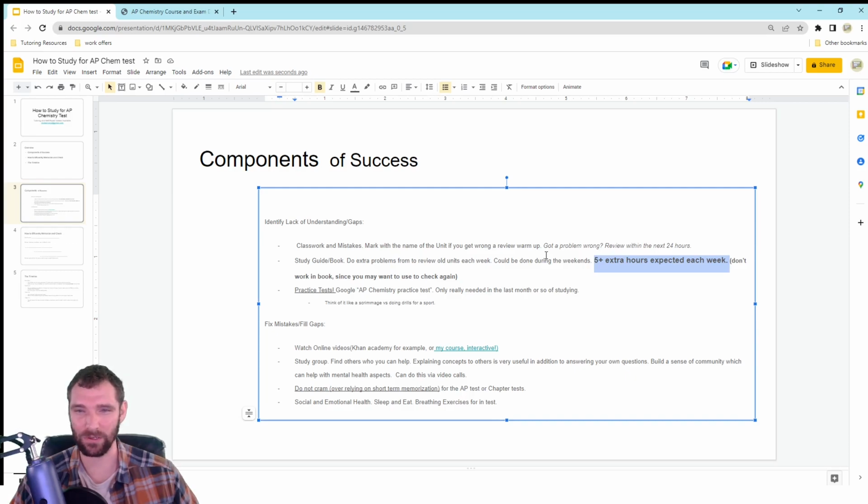You may be able to get a 3 or a 4 without doing that, but it's going to be really tricky. This is a very big course. It's difficult to cover all of chemistry in 1 year, and get enough review with it as well. So you're going to need to do a fair amount of review.